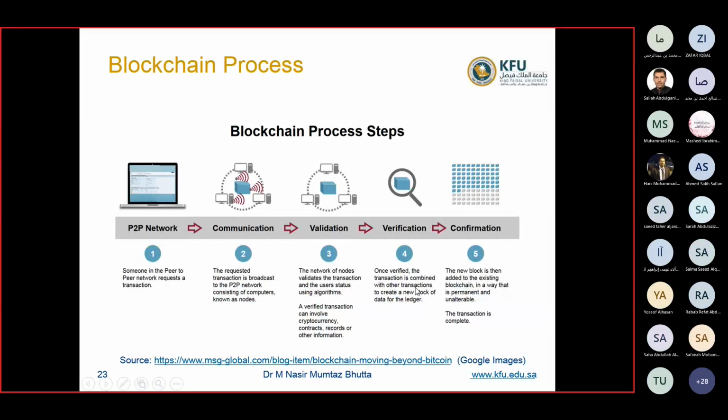Then the transaction is stored in the block and that becomes part of the ledger. In the last step, a confirmation is done. A new block is then added to the existing blockchain. In this way, it becomes permanent and unalterable. Once the transaction is committed, no one can change it, no one can modify it, no one can corrupt the information. That transaction information becomes part of the blockchain and stays there for the whole life of the blockchain.